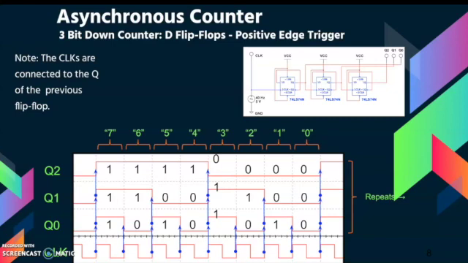Now this is a 3-bit down counter with D flip-flops, and that has a positive edge trigger. In this case, you need to note that the clocks are connected to the Q from the previous flip-flop, just like we've been setting it up. If you look at this timing diagram, the blue arrows are indicating when we have changes at different outputs. This is caused by us clocking from the previous flip-flop.